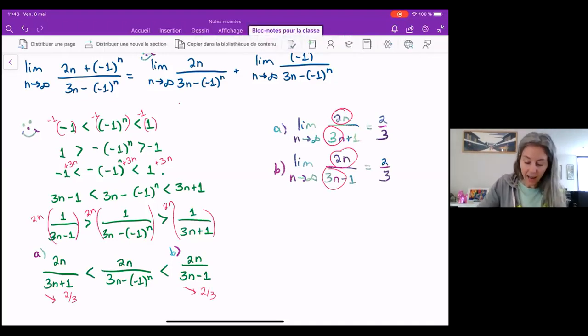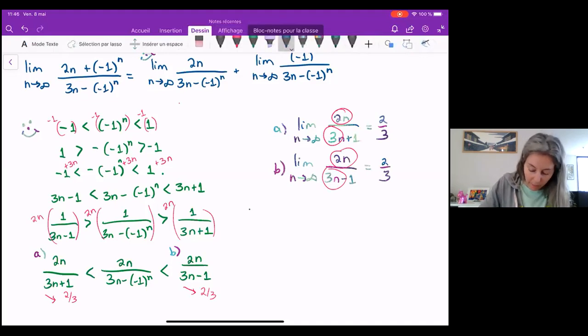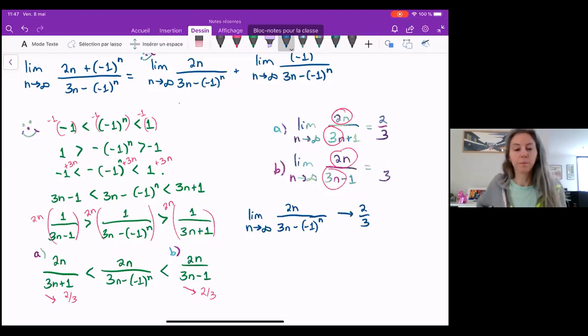So then I can say that the limit as n approaches infinity of 2n over (3n - (-1)^n) is going to 2/3. Now, this brings us to our second limit.